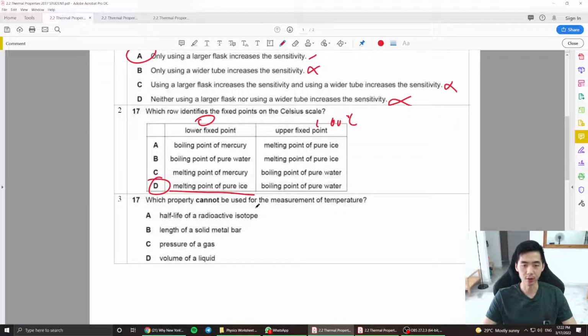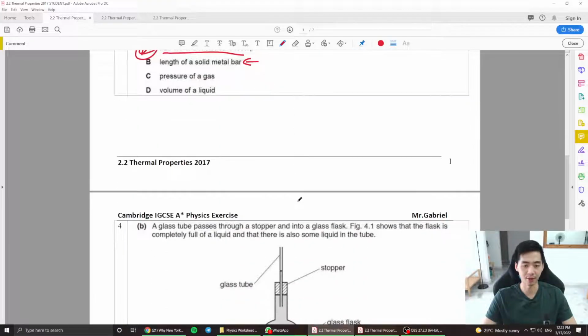Which property cannot be used for measurement of temperature? Half-life of a radioisotope is definitely not going to be able to measure temperature. Length of a solid bar changes through expansion with temperature, so we can use it to measure temperature as well. Pressure of a gas is going to increase according to temperature as well, and volume of a liquid is going to increase according to temperature as well. So the only answer here that cannot be used to measure temperature is going to be the half-life of an isotope.